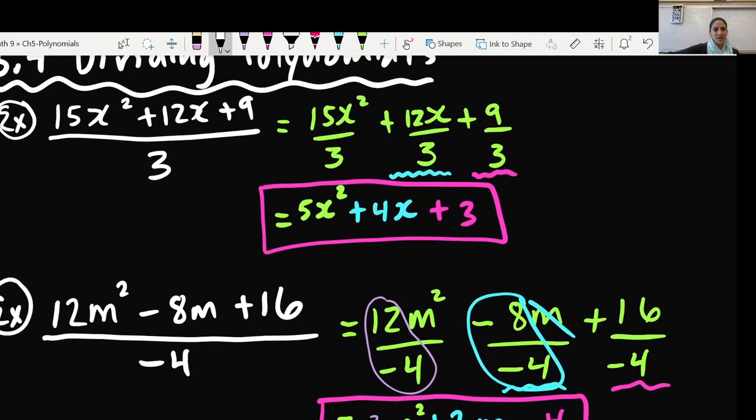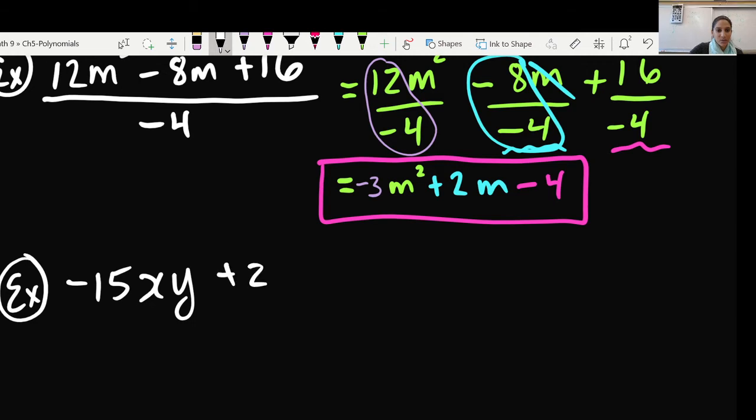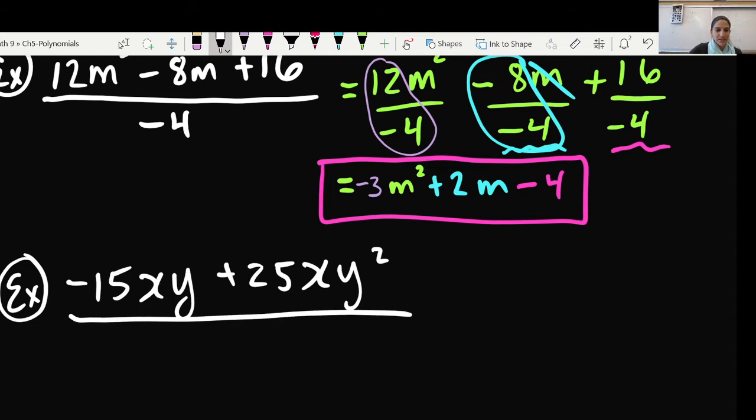Okay, so you saw just dividing by 3, then you saw when I brought in a negative. You know how this works. We always go step by step, and each time I bring in one new thing. So this time, let's take a look at something a little bit different. We have negative 15xy plus 25xy squared, and the whole thing is divided by 5x. Don't let this throw you off.